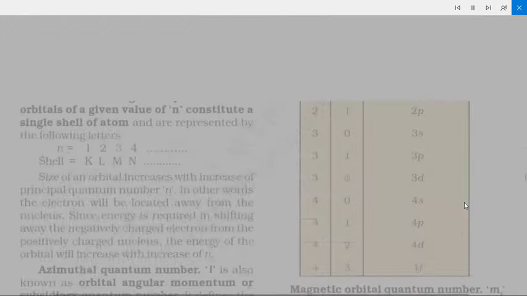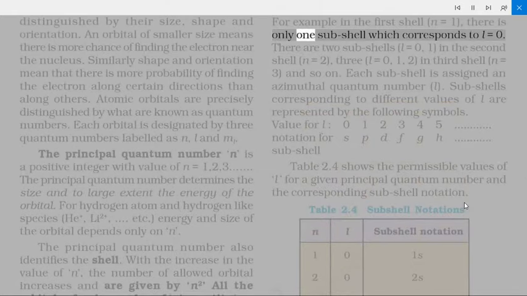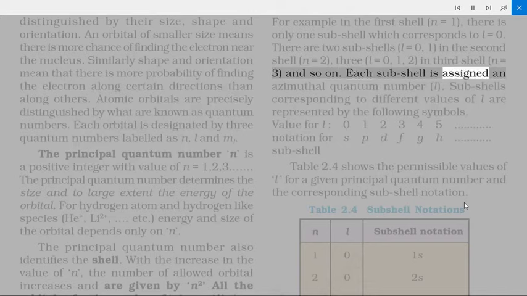Each shell consists of one or more subshells or sublevels. The number of subshells in a principal shell is equal to the value of n. For example, in the first shell, n equal to 1, there is only one subshell which corresponds to l equal to 0. In the second shell, n equal to 2, there are two subshells, l equal to 0, 1. In third shell, n equal to 3, there are three subshells, l equal to 0, 1, 2, and so on. Each subshell is assigned an azimuthal quantum number, l.